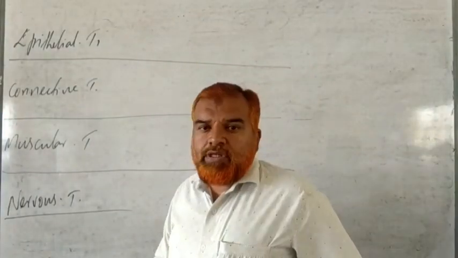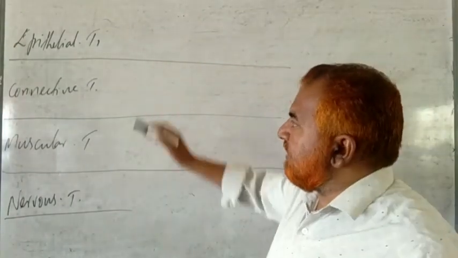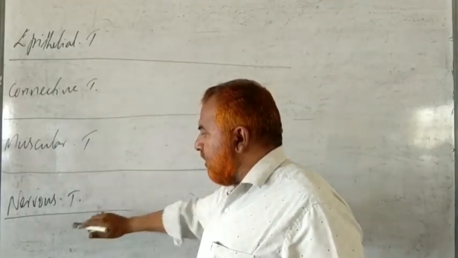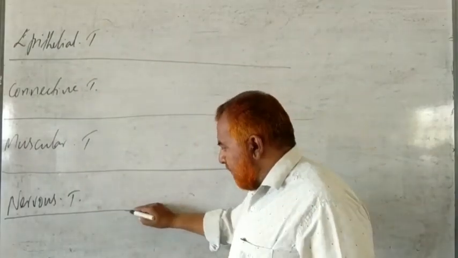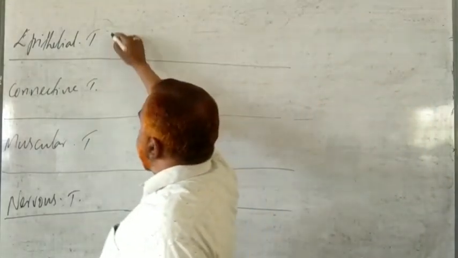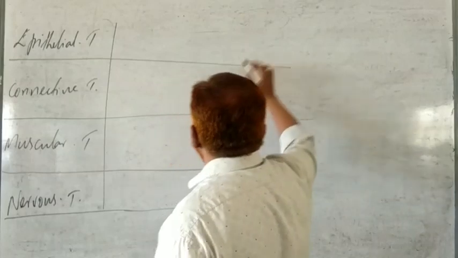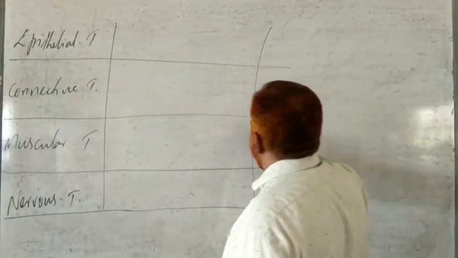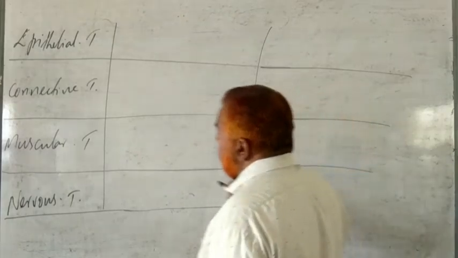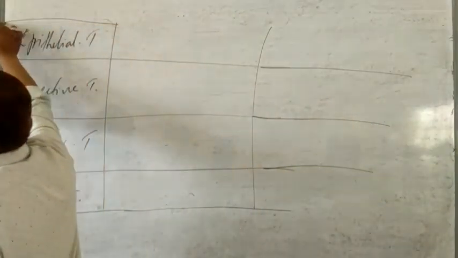The video has stopped. So there are four types of tissues. One is known as epithelial tissue, clear? Then connective tissue, muscular tissue, and then nervous tissue. These are the four major types of tissues. Now let's see where their origin is, and we will also see their function. Clear? Understand? So they are the four major types of tissues.